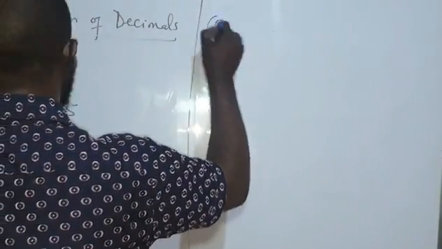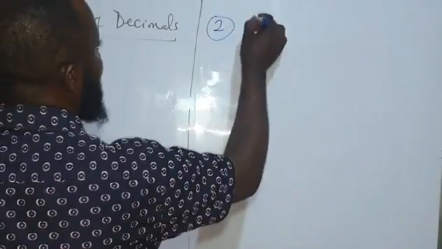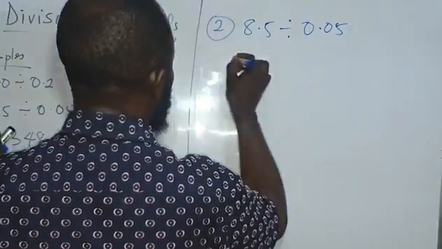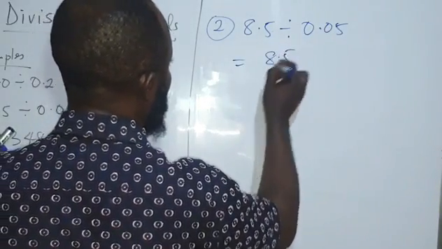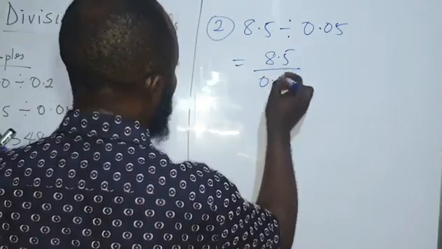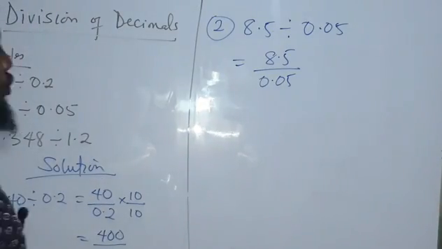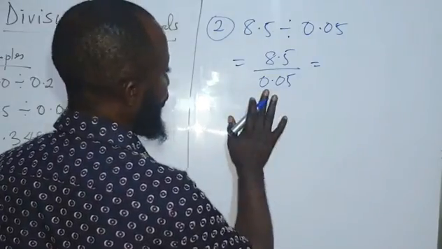Number 2 here, we have 8.5 divided by 0.05. So, writing it this way, 8.5 divided by 0.05. We want to do the same thing we did here. So what are we going to do? We're going to change this one to a whole number.